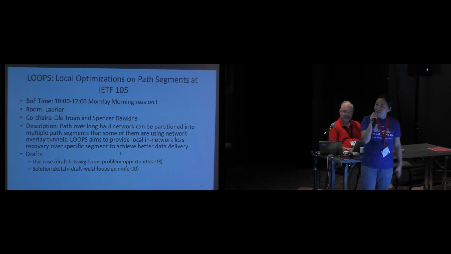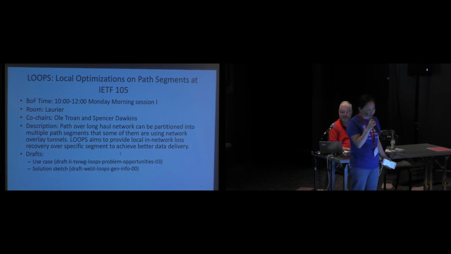Give a very simple description. The path of a long-haul network can be naturally or purposely partitioned into multiple segments via possibly tunnel stitching. So LOOPS aims to provide loss recovery locally over some specific segments. So that's the basic idea of LOOPS.